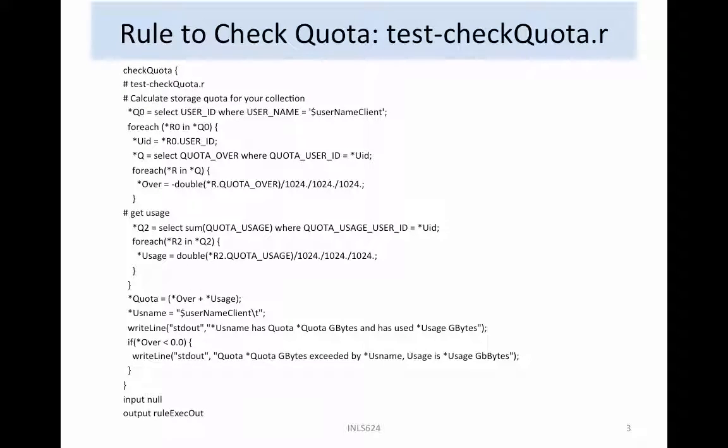A rule is available at LifeLive Zone Home RW More Rules Test-Check Quota.R to calculate your storage quota. The rule is shown here. The rule creates a query to get your user ID, then finds the quota over and quota usage information for your account. The quota is the sum of quota over and quota usage. The amount is converted to gigabytes and printed to standard out. This rule can be run by any person with an account in the data grid.